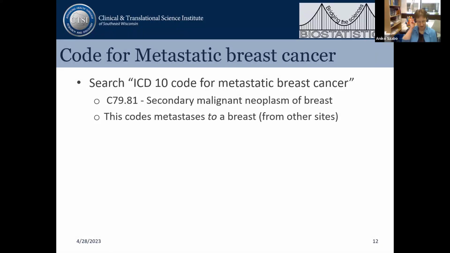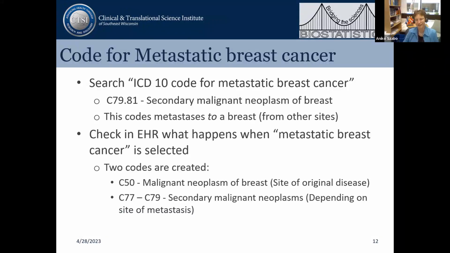So our investigator said, well, but there must be a code, because when she's entering the diagnosis in the EHR, there's just a drop-down option, and that's one of the options to pick, and she just selects it and it all enters the code.